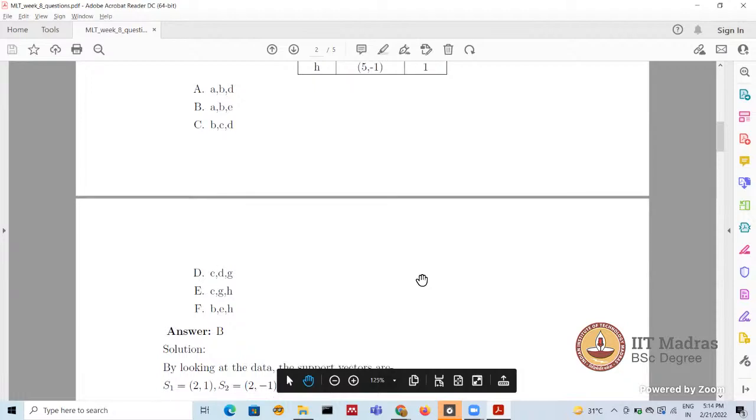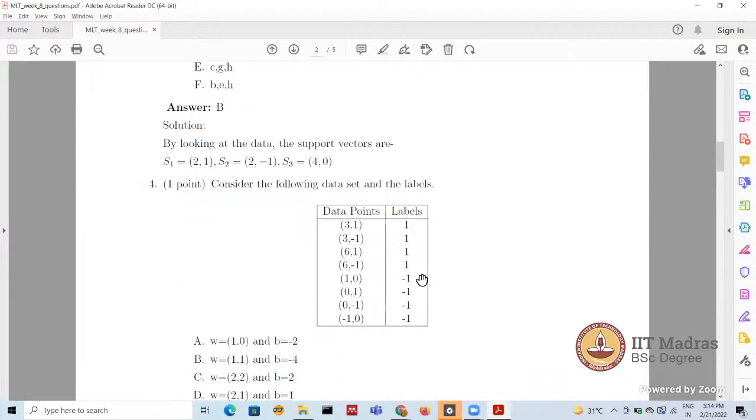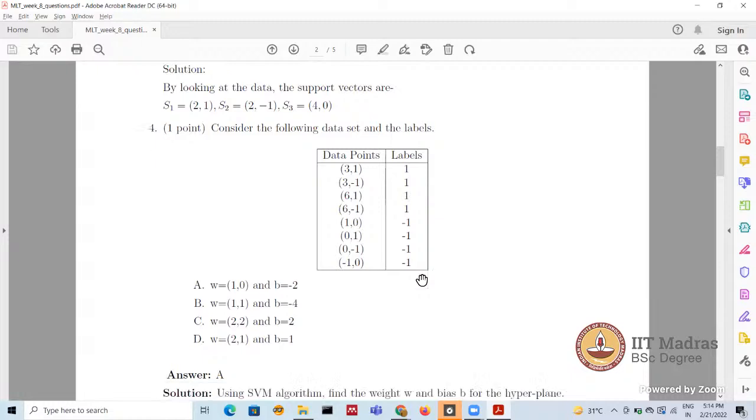So should we move ahead? This is one numerical problem that I think will solve the doubts. Consider the following data set, and we have to find the weight vector and the value of b, right? I think one of you was asking how to do hand computations.